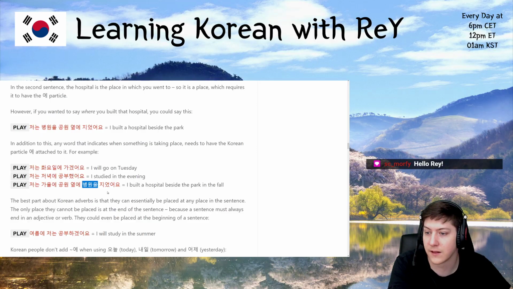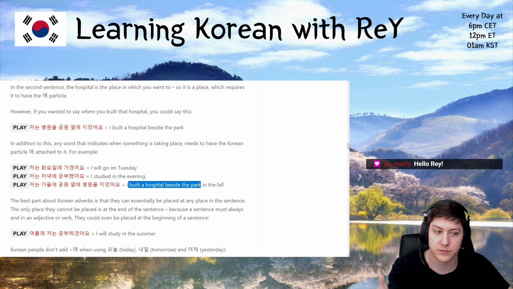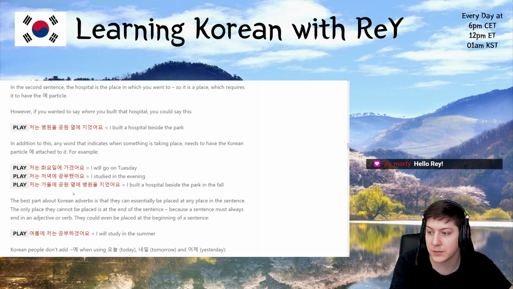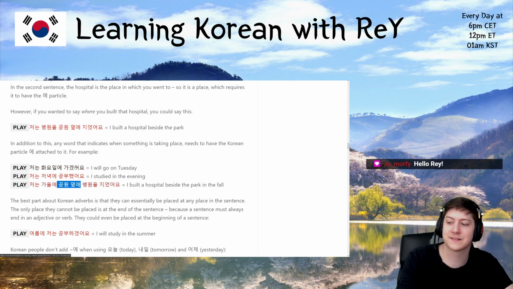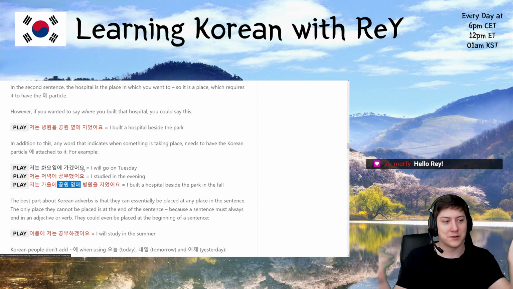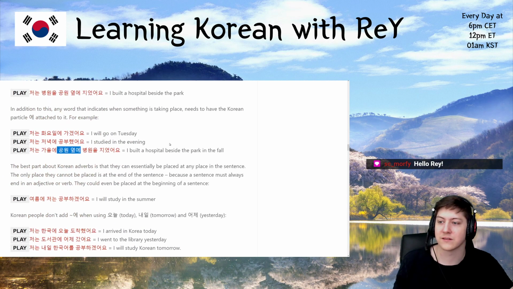That's crazy. Is there some difference in the English sentence? I built the hospital beside the park. I built this beside the park. No, it's basically the same. That's crazy. It's completely the same sentence, but the object and the place part in the sentence are just switched around, despite being the same sentence. Wow.